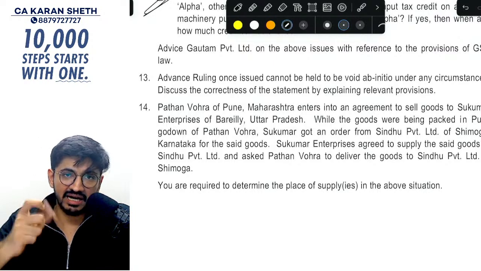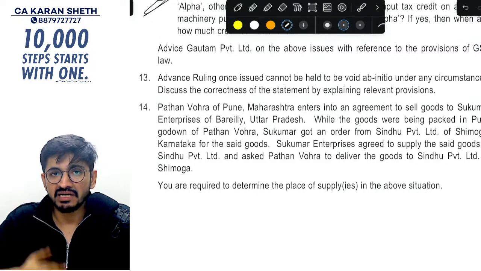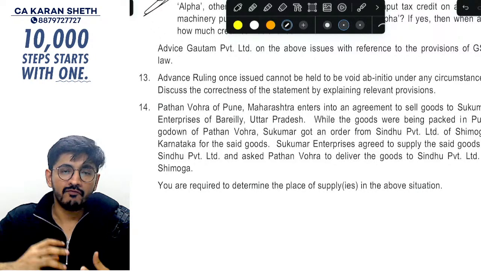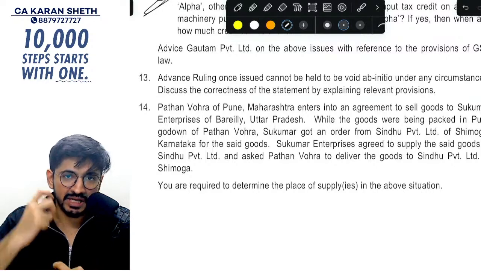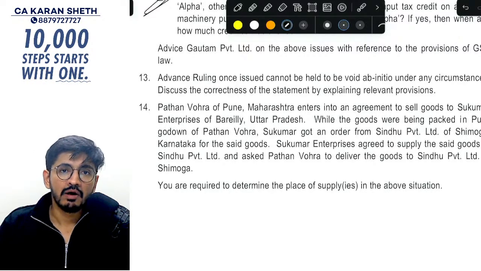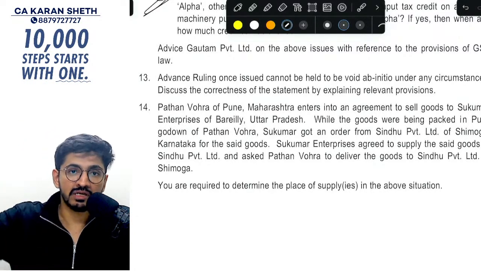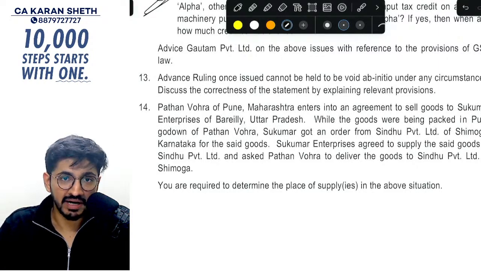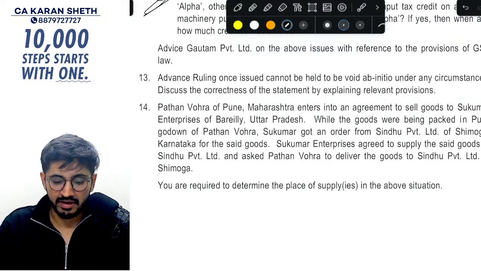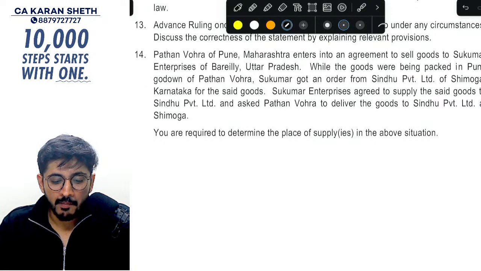Yes. Next, my dear friends, 13th is: advance rulings once issued cannot be void ab initio under any circumstances. Discuss the correctness of the statement. No, not really, especially if the decision is taken on facts which were fraudulent in nature or they were suppressed or misrepresented. If that happens, then definitely it will be void ab initio, from inception, and it will not be binding on the people who are involved, right? Perfect.